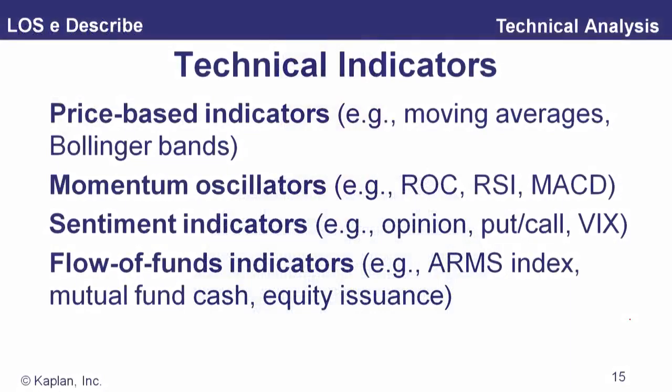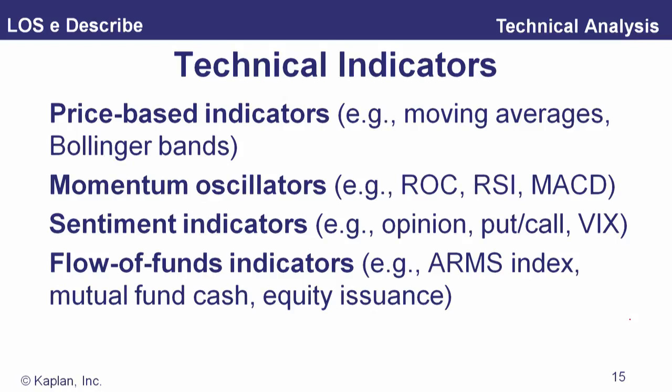And as investors become more complacent, the VIX tends to go down to low levels, and when there's a lot of fear and uncertainty, it tends to spike up to higher levels. And then we've got our flow of funds indicators, like the ARMS index. That's a short-term trading index, similar to the trend index.